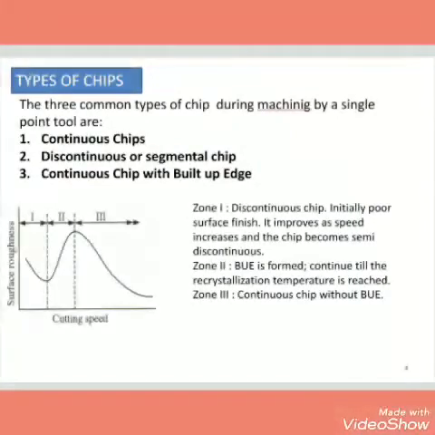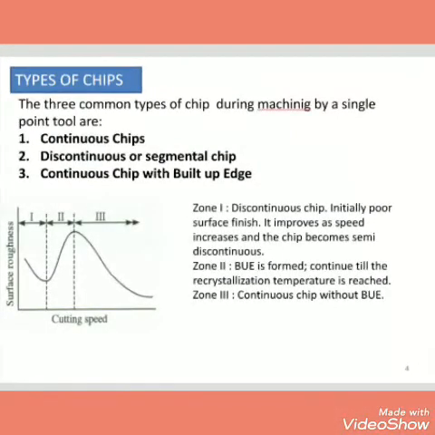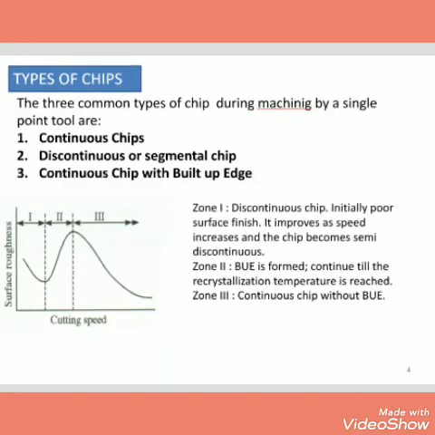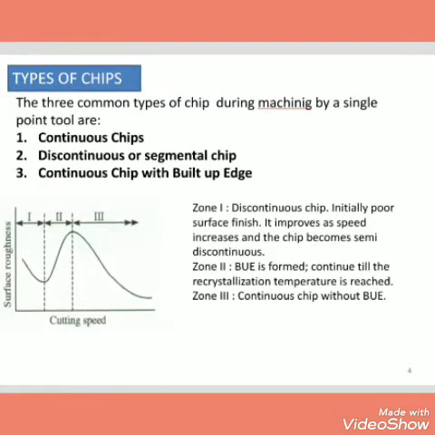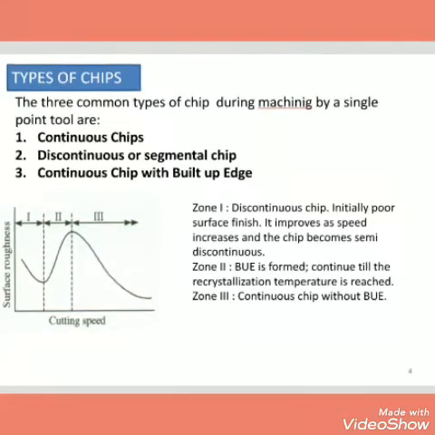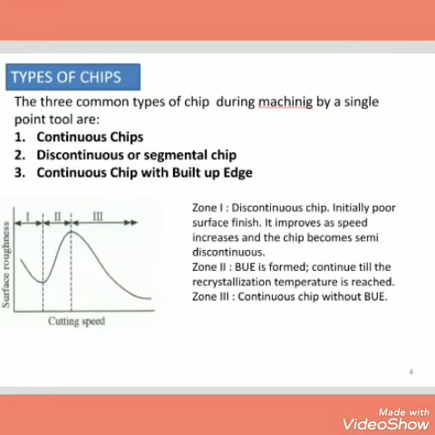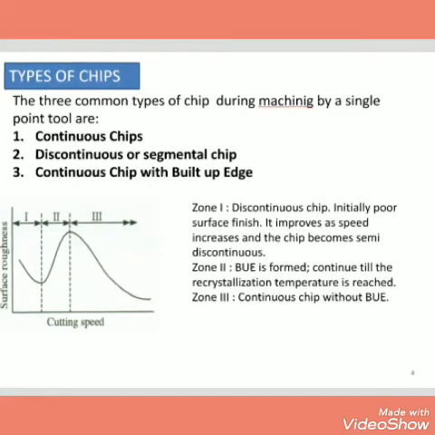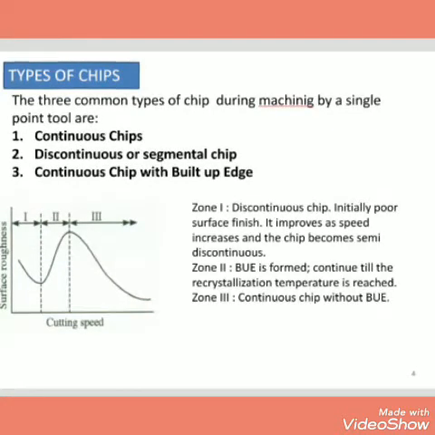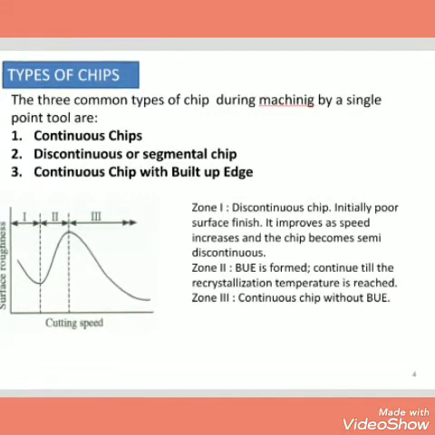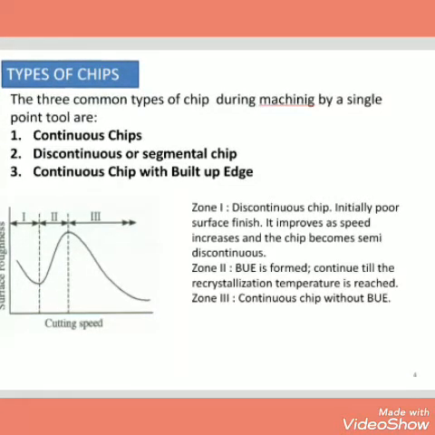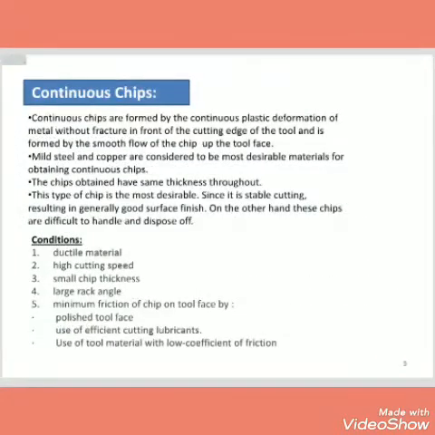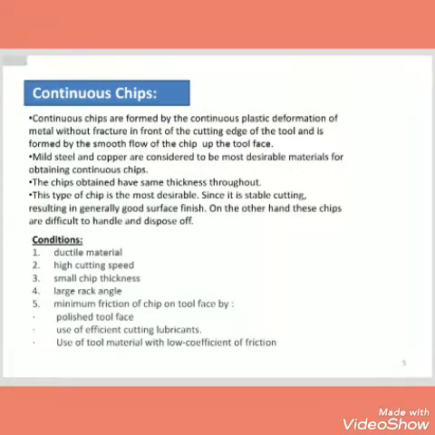Next is the types of chips. There are commonly three types of chips. First is the continuous chip, second is the discontinuous or segmental chip, and third is the continuous chip with built-up edge. Here a graph is given, where the vertical axis represents surface roughness and the horizontal axis represents cutting speed. Zone 1 is the discontinuous chip, zone 2 is built-up edge formation, and zone 3 is continuous chip with built-up edge.